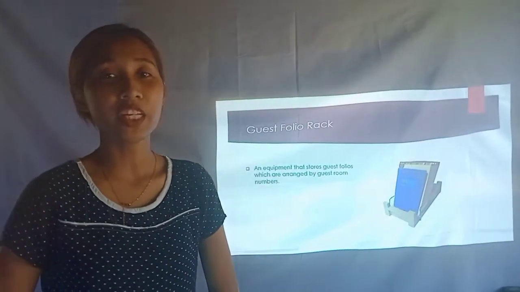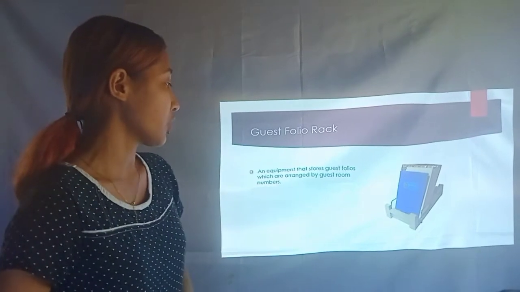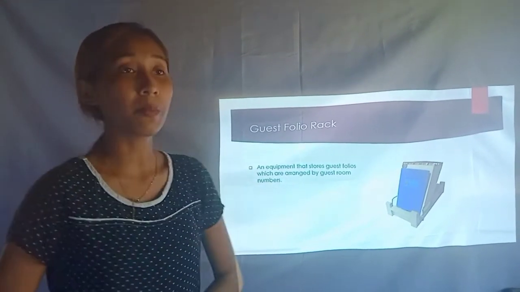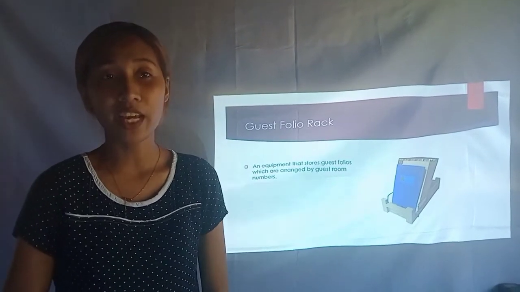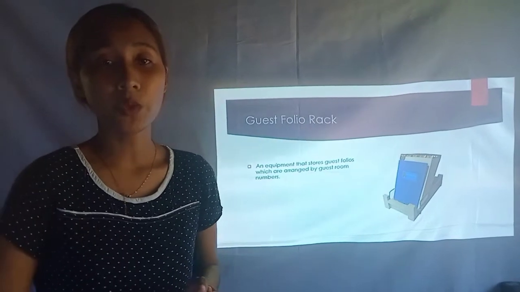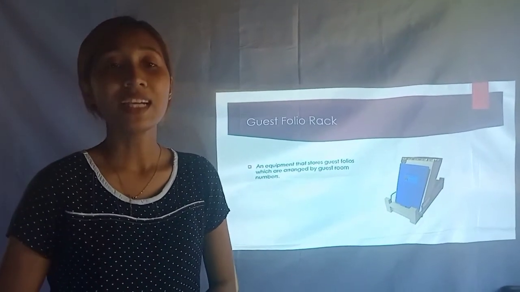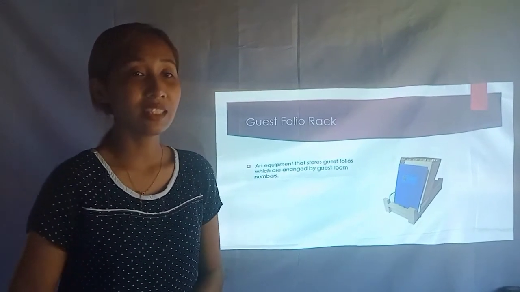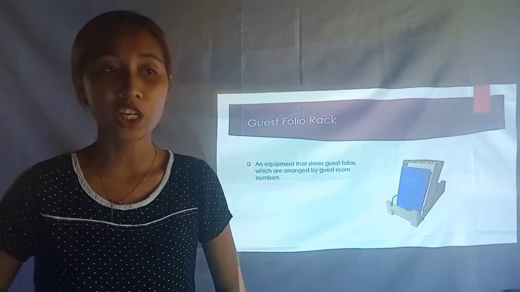Next, we have here the guest folio rack. It is an equipment that stores guest folios which are arranged by guest room number. Just after the guest entry, the front desk clerk creates a guest folio with the inclusion of guest name, room number, date of arrival, date of departure, the room rate, guest address, and the bills of the guest. So these are also instructions to the cashier.